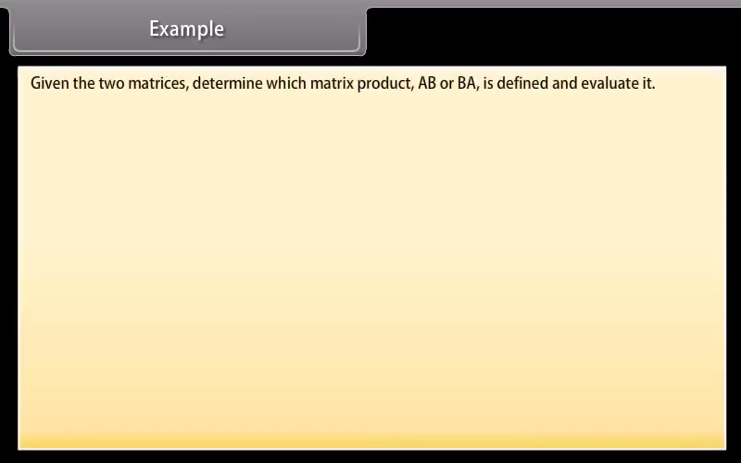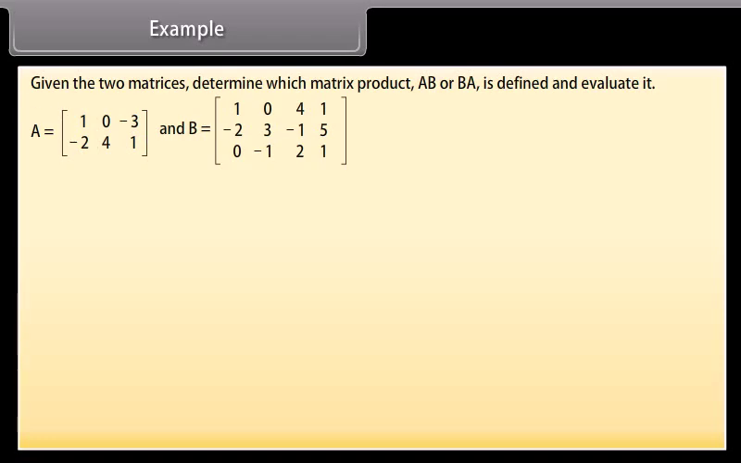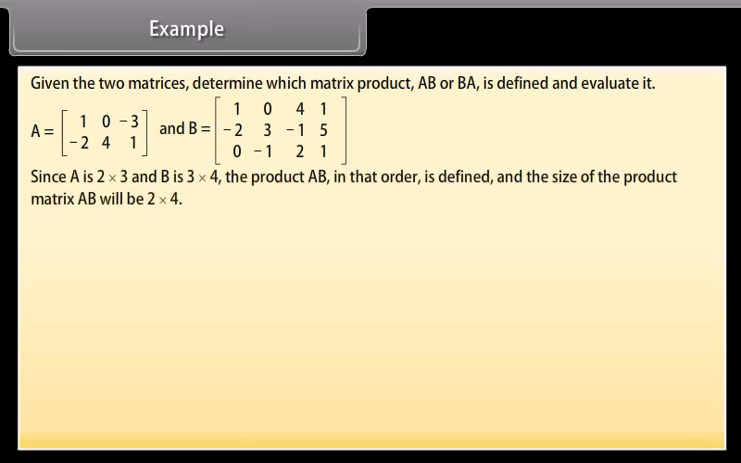Example. Given the two matrices, determine which matrix product AB or BA is defined and evaluate it. Since A is 2x3 and B is 3x4, the product AB in that order is defined and the size of the product matrix AB will be 2x4.